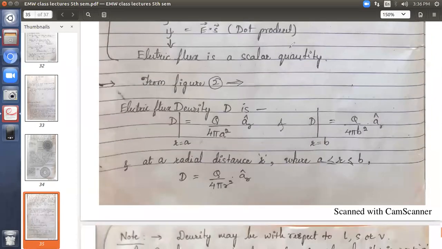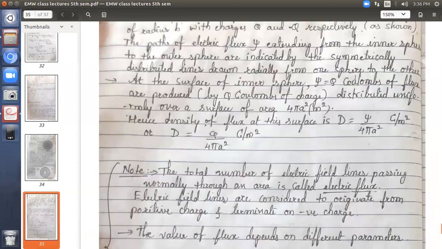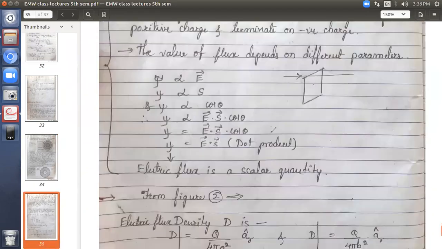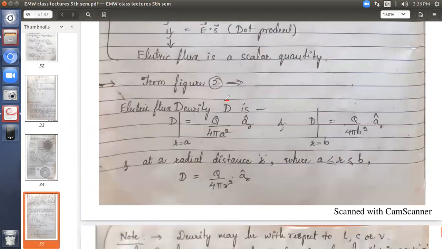Now, I will just continue this discussion, whatever D value we kept because of this figure. Let's continue that. Electric flux density D for the inner sphere, radius is small a, that's what I have written here. R is equal to a, put it, the equation will be like this. Now suppose I want the flux density at the outer sphere, how much value it is. Just put the radius as b.